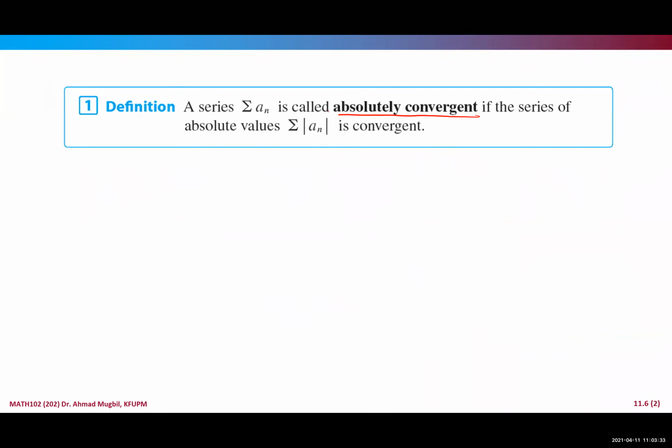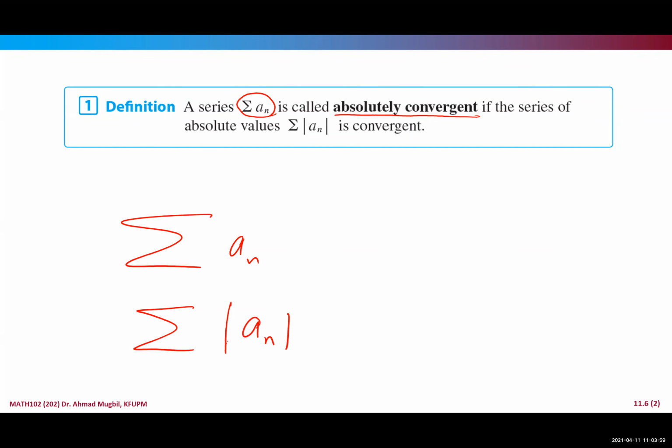What we mean when we say that a series is absolutely convergent. A series, any series, is called absolutely convergent if the series of the absolute values is convergent. Simply, you have a series, you want to know if it is convergent or not. Look at the series of the absolute value of the nth term. If this is convergent, then the original one is absolutely convergent. So what is an absolutely convergent series? It is a series whose absolute value series is convergent.